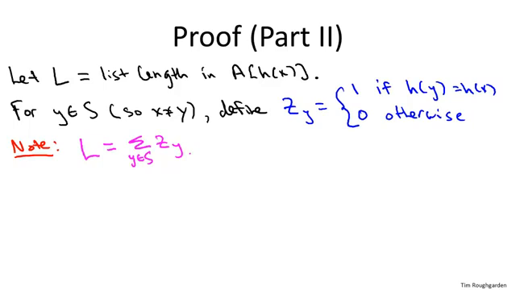A given Z_y is just counting whether or not a given object y in the hash table is colliding with X. So summing over all the possible things that could collide with X, summing over the Z_y's, we of course get the total number of things that collide with X, which is exactly equal to the population of X's bucket in the hash table.